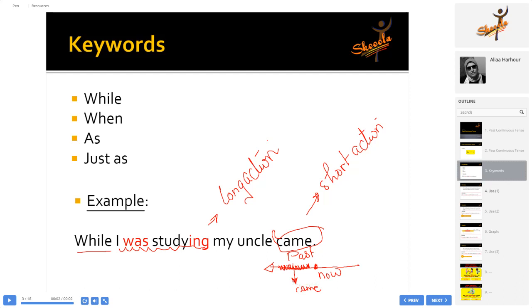So whenever I find the keyword while, I put after while the long action. Again, whenever I see or find in my sentence the keyword while or as, I follow it by the long action, which is was or were plus the verb in ing.